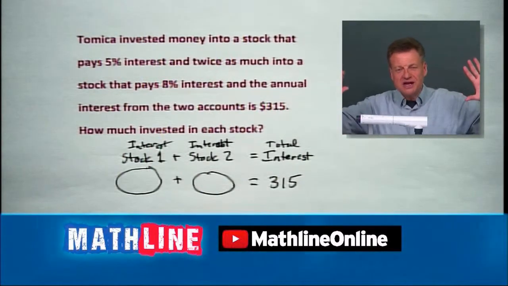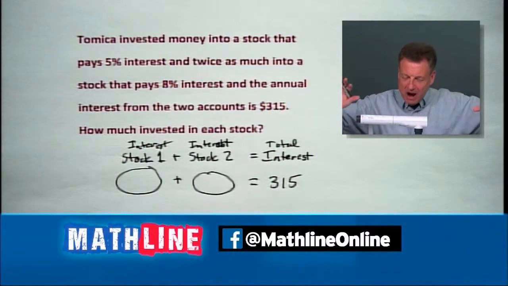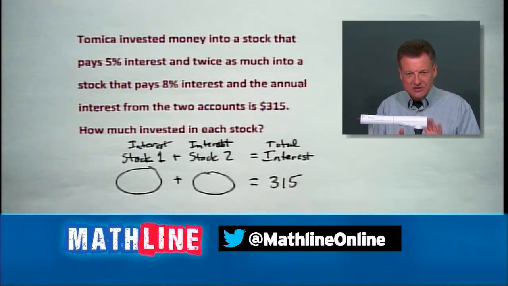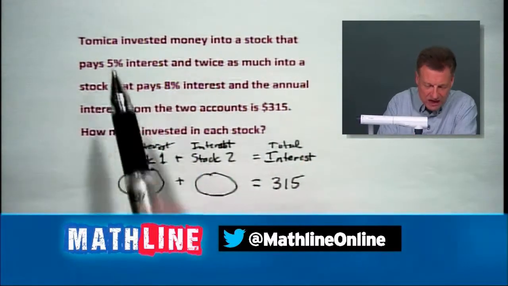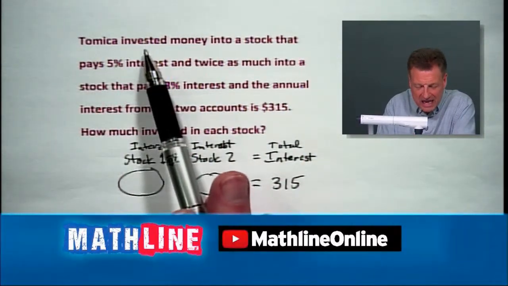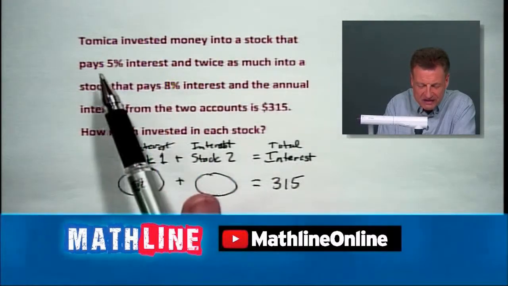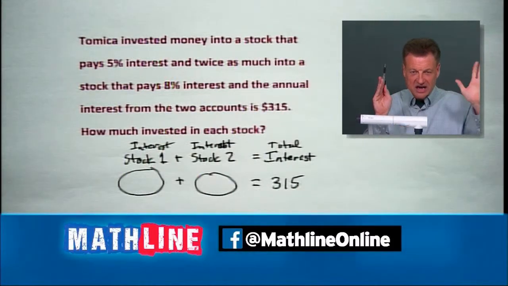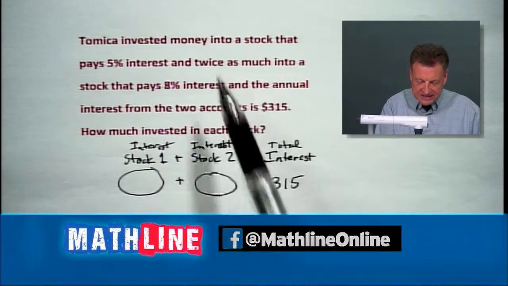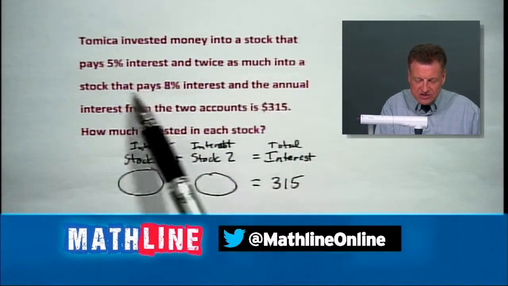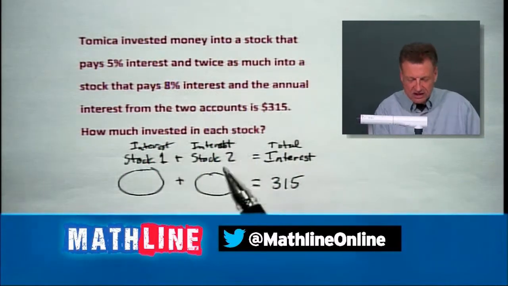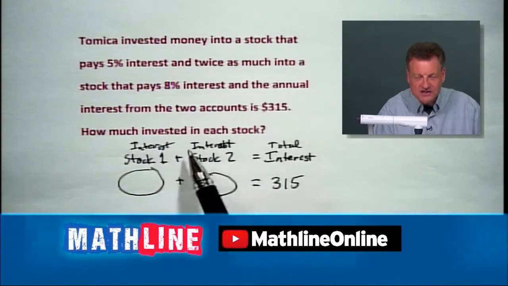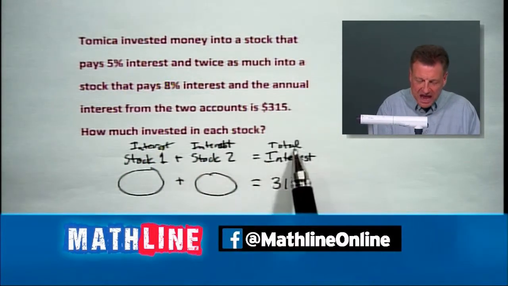But for those of you who didn't tune in yesterday or haven't seen the episode prior to this one, let's talk about Tomika and her money. And let's just go back through and see what's going to happen. First of all, the storyline reads, Tomika invested money into a stock that pays 5% interest. Okay? Boom. There's one thing. Stock one. She's got an interest. There's a second stock. She put twice as much into a stock that's paying 8%. There's the storyline. We're going to take interest from the first stock, add it to the interest of the second stock, and that should give us the total interest.